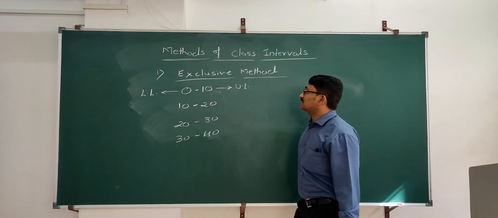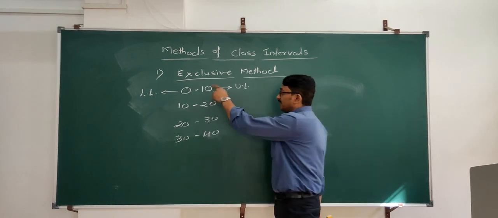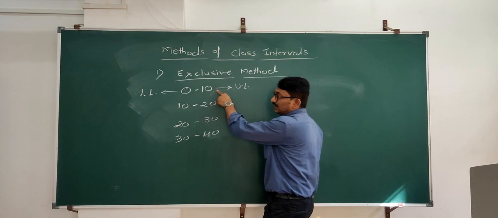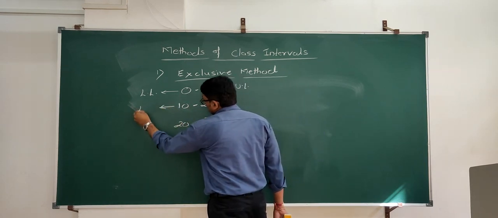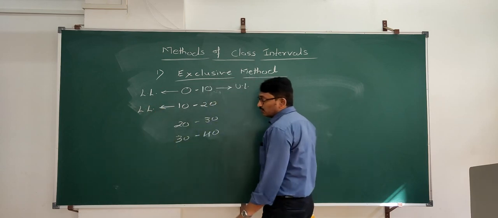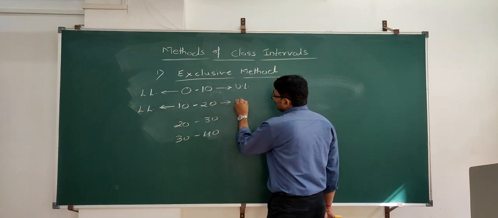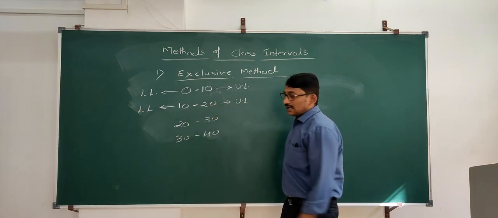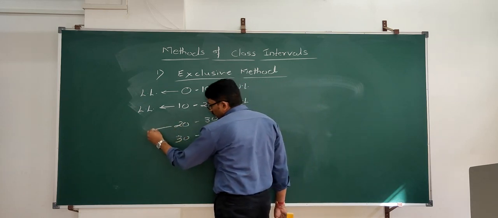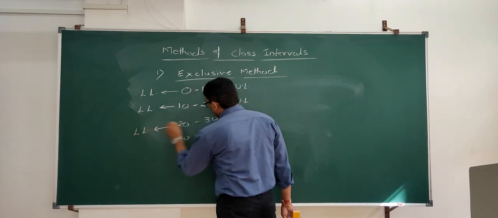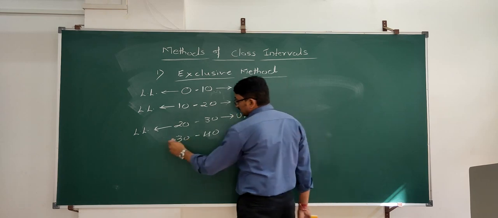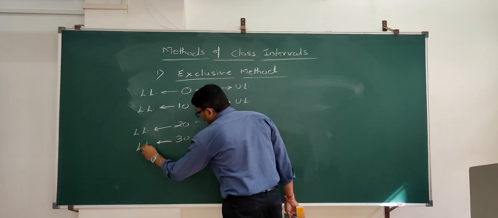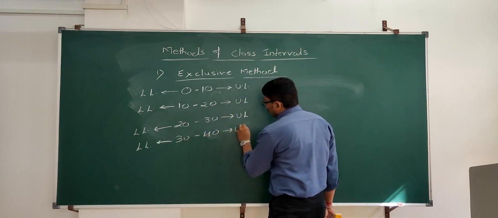Now, why is it called the exclusive method? Because this 10, which is the upper limit of one class, is again repeated as the lower limit of the next class. So 10 becomes the lower limit, 20 is the upper limit. Again 20 is repeated once again as the lower limit, and 30 becomes the upper limit. 30 is repeated once again as the lower limit, and 40 is the upper limit.